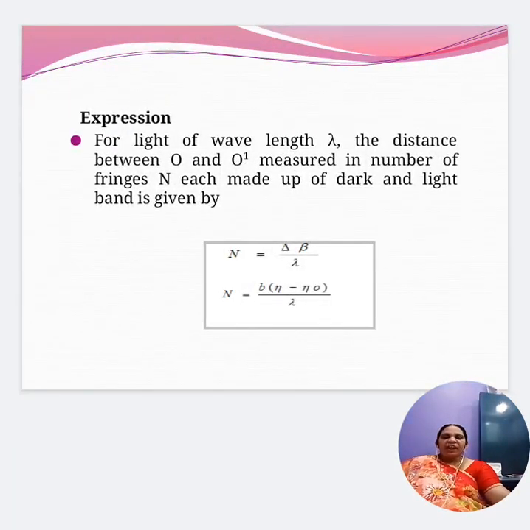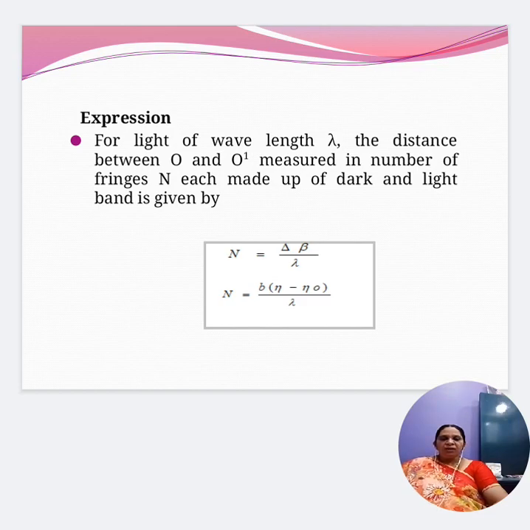So, for light, the expression for finding the number of fringe patterns, that is the bands, is as follows. For light of wavelength lambda, the distance between O and O dash measured in number of fringes n, each made up of dark and light bands, is given by n is equal to delta B by lambda, or n is equal to B into (nu minus nu naught) by lambda, where lambda is the wavelength of light and n is the number of fringe patterns.